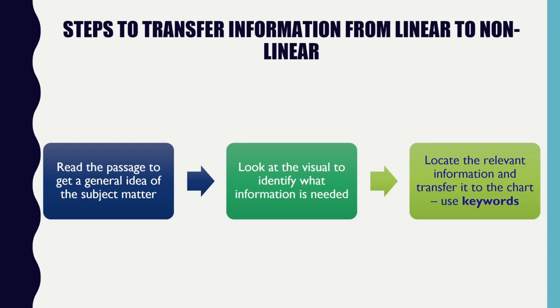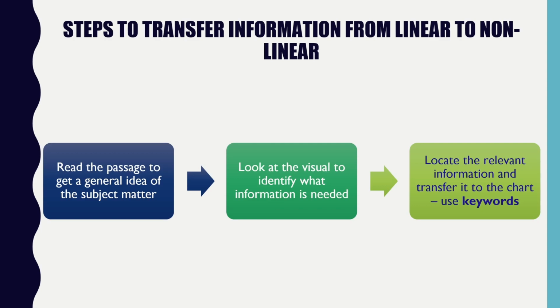If that part of the text contains the part, highlight it, and then move it to the chart. Use keywords for that, so that you can transfer the ideas correctly. So this is how you move information from text into non-linear. You're moving from a text into a chart or something, okay, or maybe a diagram. Okay, the other way around is almost the same way.